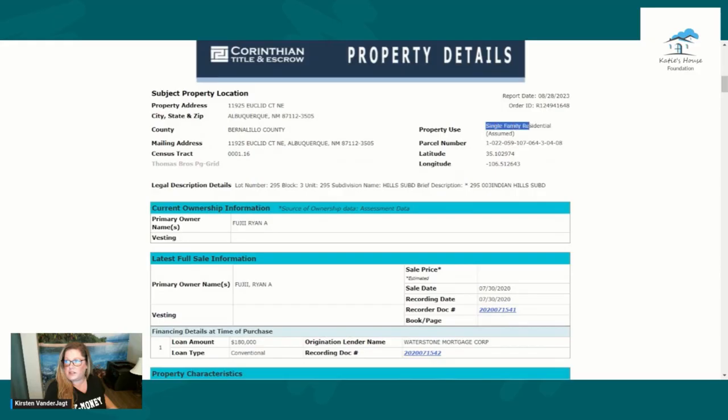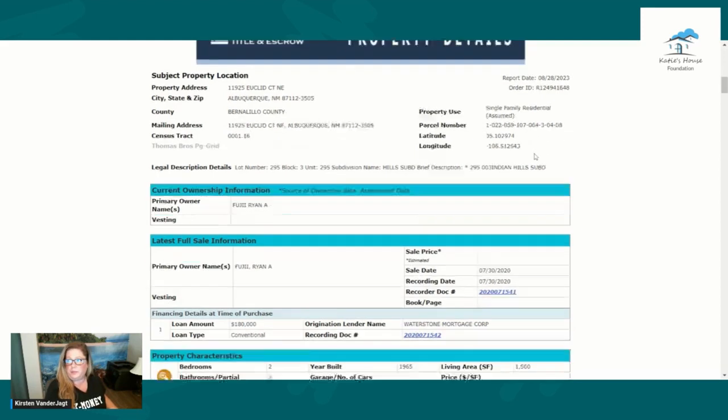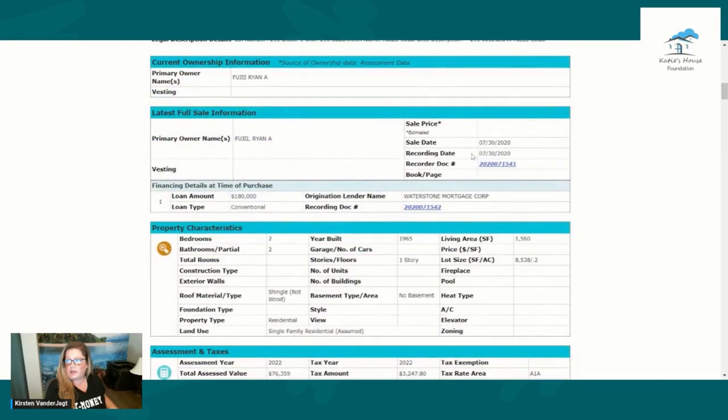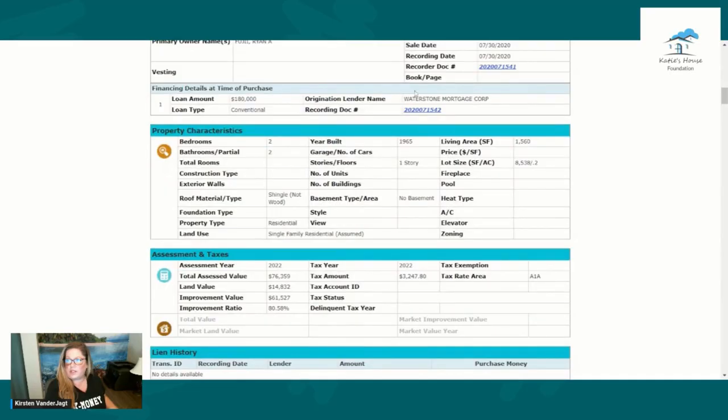Looking here, this is a single family residence, assumed to be. And the parcel number is here. The parcel number is really important in case you're transferring title through some type of a sale and you want to find out if the property taxes are going to change either during renovation or during a title transfer. You can see who it's owned by, that it's not in an LLC right now, the recording date, when he purchased the house. This was 2020. Again, this is public record. And the loan amount at time of purchase.